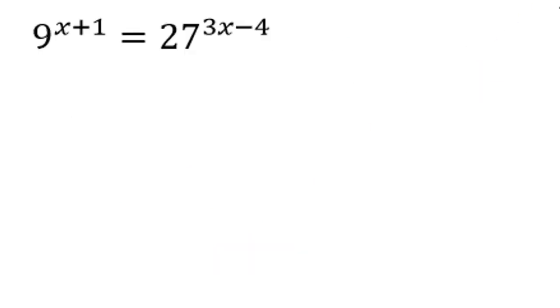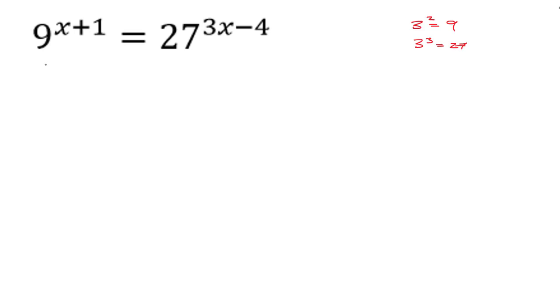Okay, in this case we have a base 9 on the one side and a 27 on the other side. We can't rewrite 9 in terms of 27 or 27 in terms of 9, but we can rewrite them both in terms of 3, right? Because 3 squared is 9, and 3 to the 3 is 27.